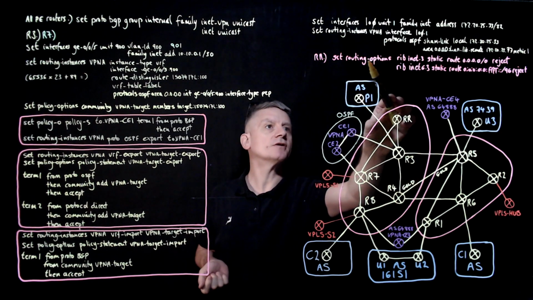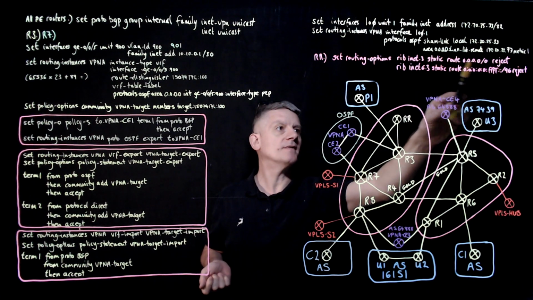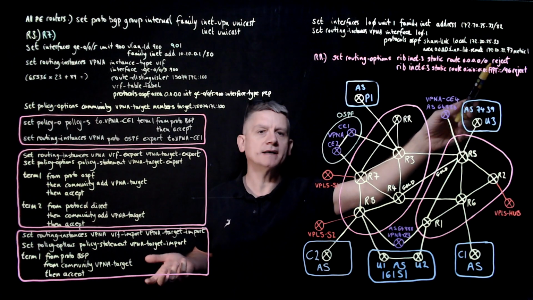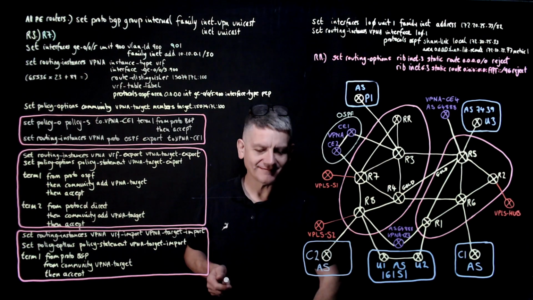So we have set routing-options. We have inet.3, static route. And for the IP version 4, we're just accepting all the routes. We're effectively rejecting them. It doesn't matter. It takes the BGP live. The routes can be reflected.